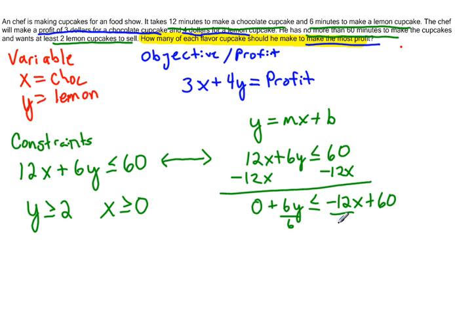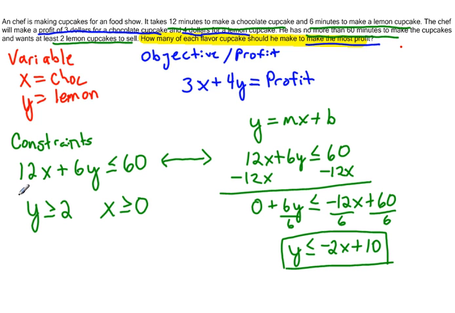So we divide everything through by 6. And we have y is less than or equal to negative 2x plus 10. Now I got negative 2 because negative 12 divided by 6 is negative 2. And I got the 10 because 60 divided by 6 is 10. Okay, so now I have my constraints. I have this guy, and this guy. Now my next step is going to be to graph these.